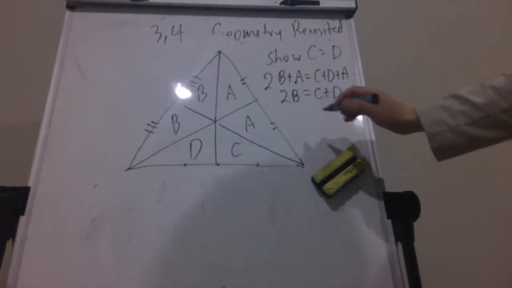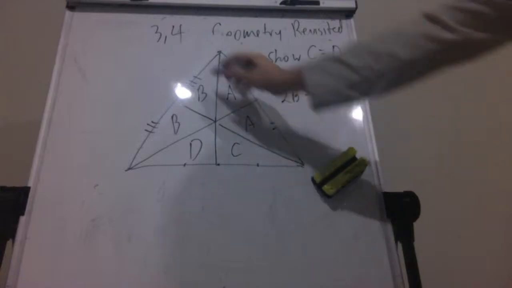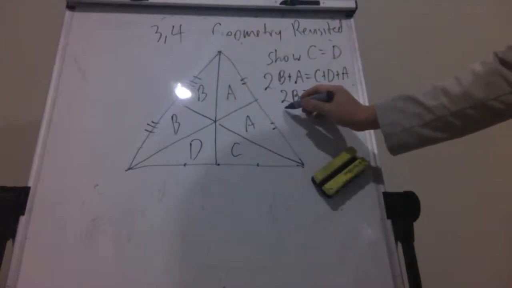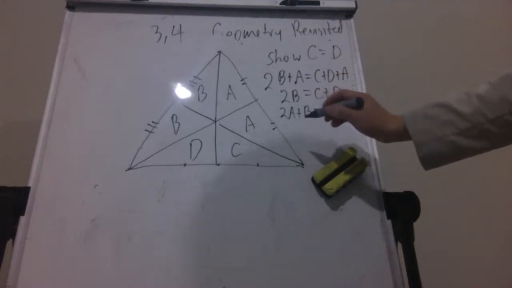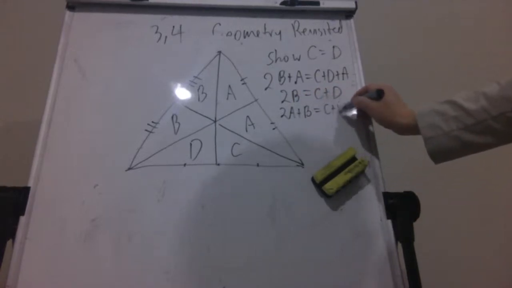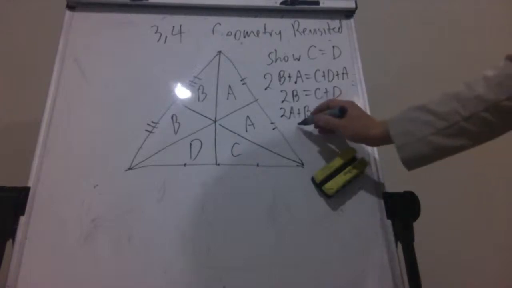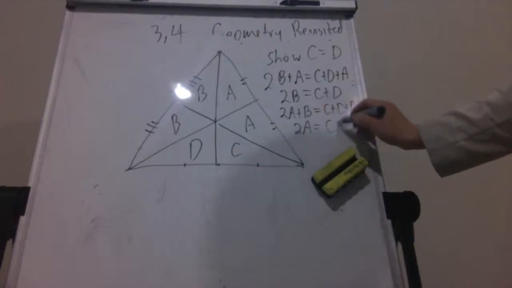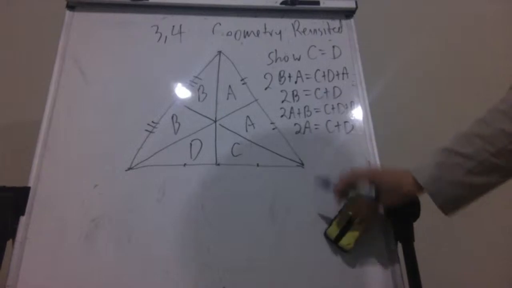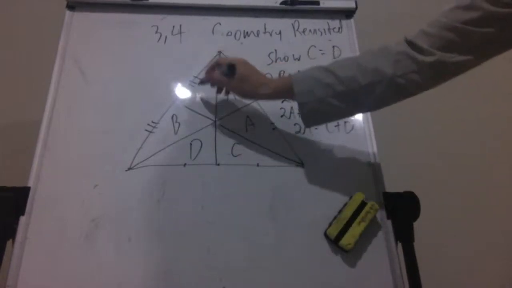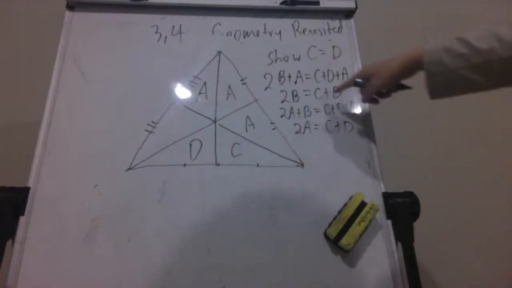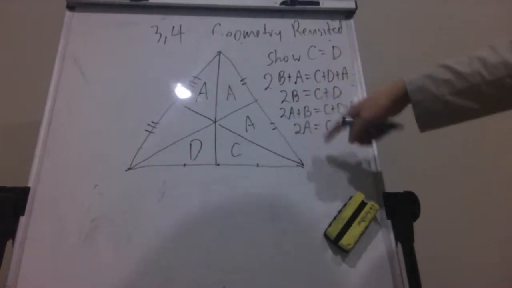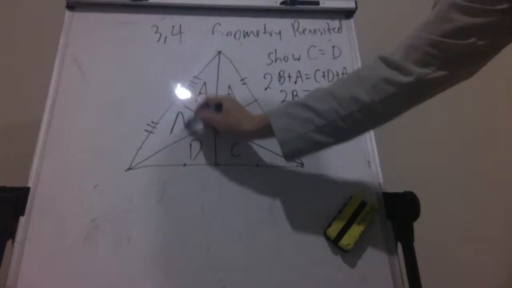And similarly, using the other one, 2A plus B equals B plus D plus C, which equals C plus D plus B. So then 2A equals C plus D. So actually A and B are the same. They're both equal to C plus D over 2. This is all A.